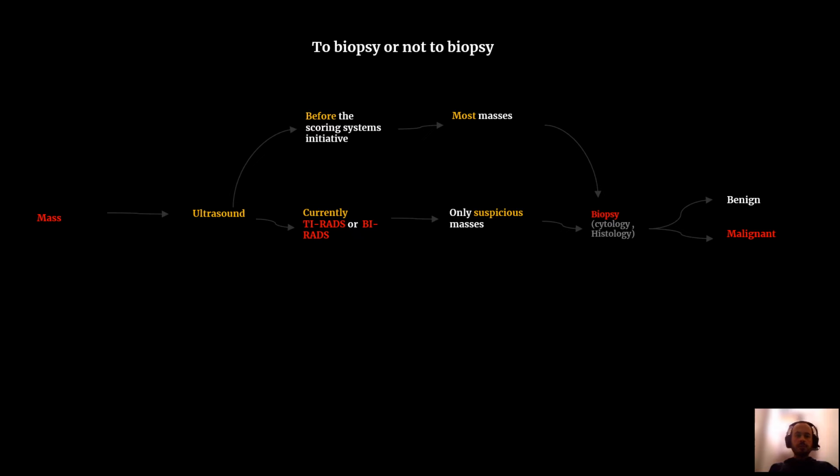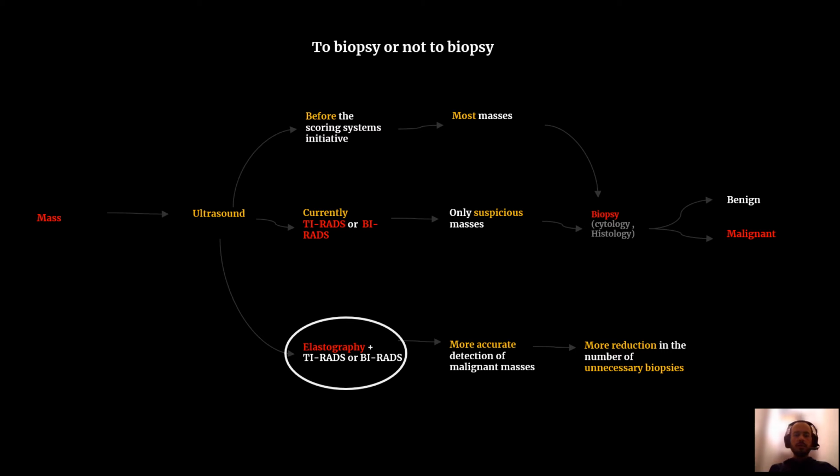But even with these systems, a large number of biopsies are still done for benign masses. The aim of this literature review is to explore the possibility of integrating elastography with TIRADS and BIRADS, which might increase the accuracy of detecting malignant masses and therefore decrease the number of unnecessary biopsies.